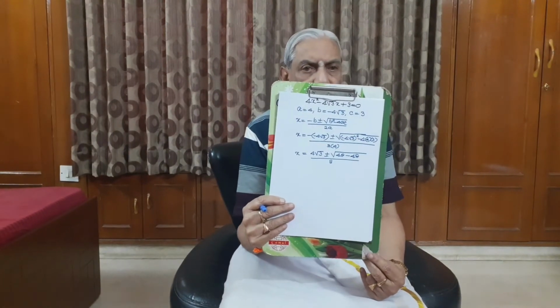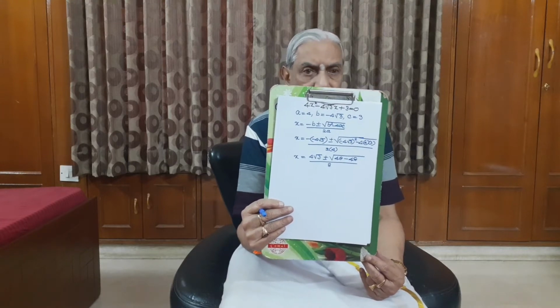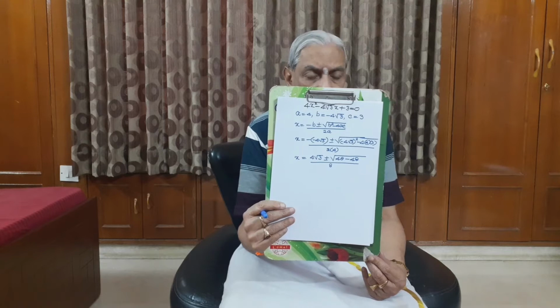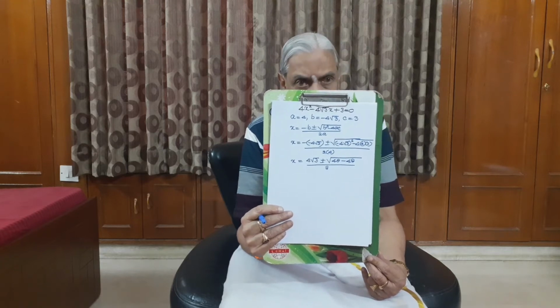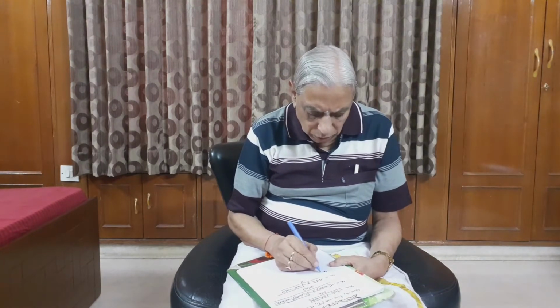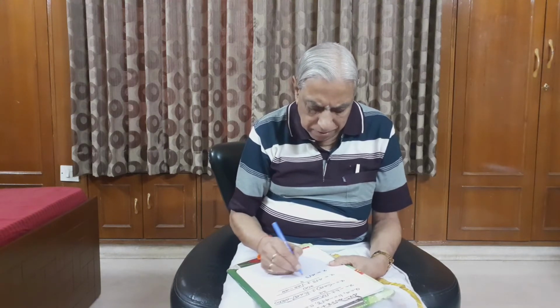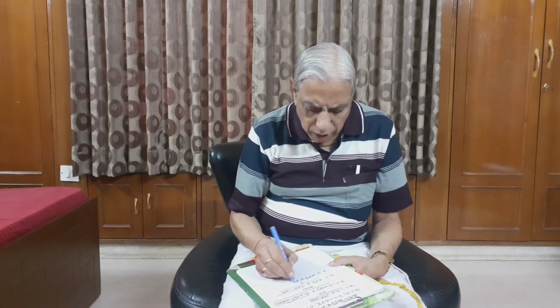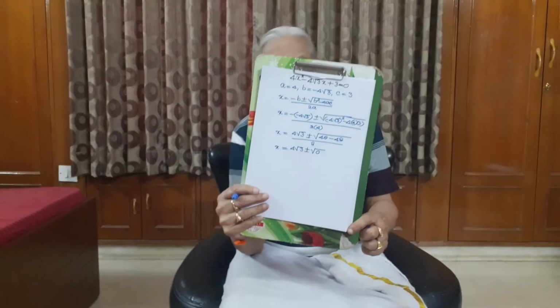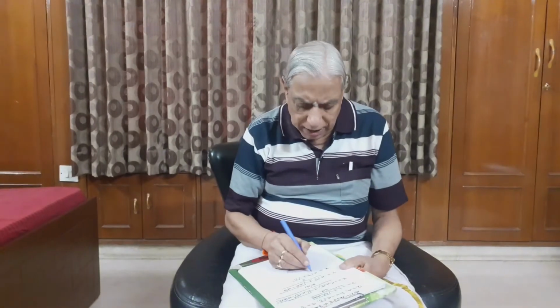4 root 3 the whole square, you must understand the answer. 4 root 3 into 4 root 3. 4 into 4 is 16. Root 3 into root 3 is 3. 16 into 3 is 48. And the other product is also 48. Simplify further. X is now equal to 4 root 3 as it is. Plus or minus the square root of 0. Why am I writing 0? What is 48 minus 48? That is 0. Whole divided by 8.